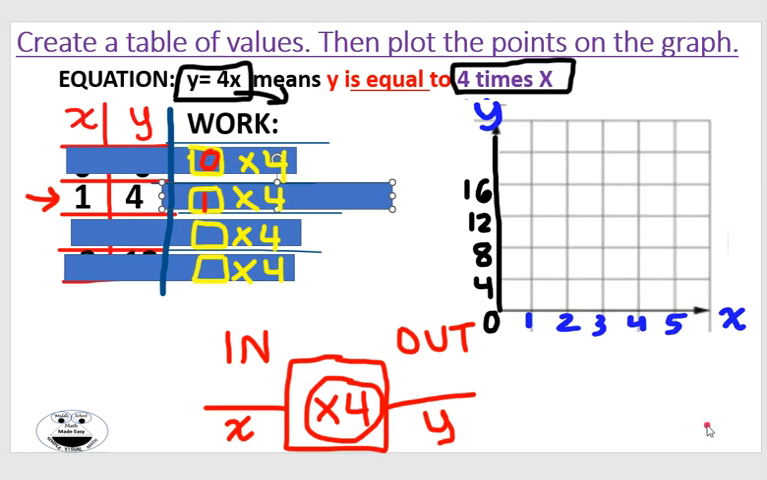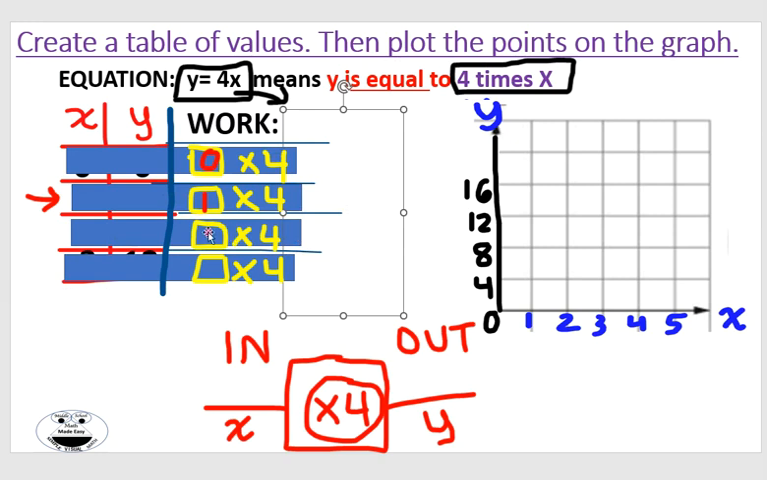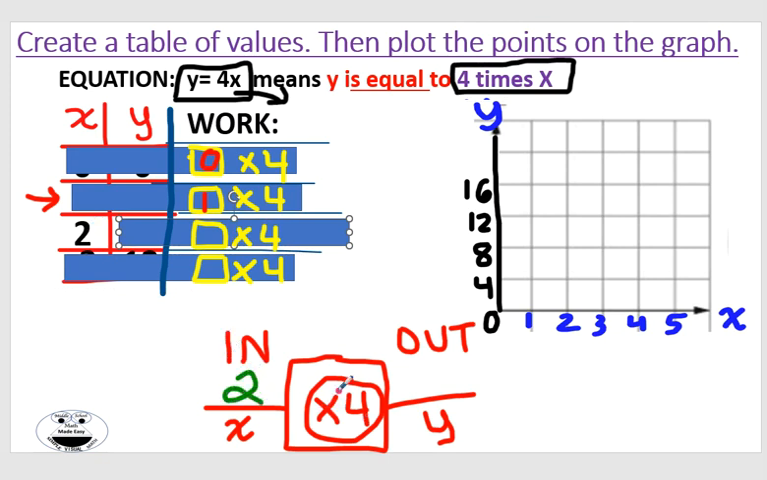And now what I'm going to do is ignore this row that I just did, cover it up, and use the same operation. Again, if you want to use the machine, you can. I'll show it one time, but if you want to continue using it, please see my other video where I showed how to use it. So here, x is 2. If I'm using the machine, I put 2 in the machine, I do the operation 2 times 4, and that is 8, and I write the 8 over here.